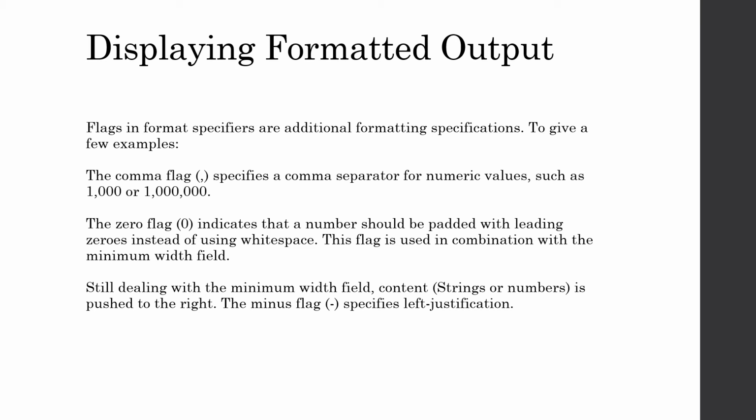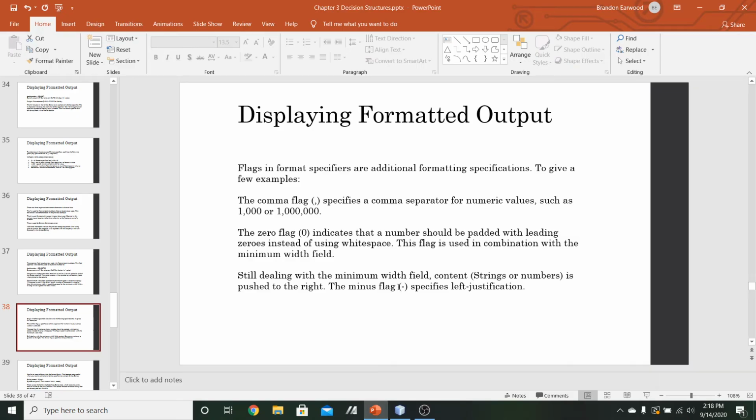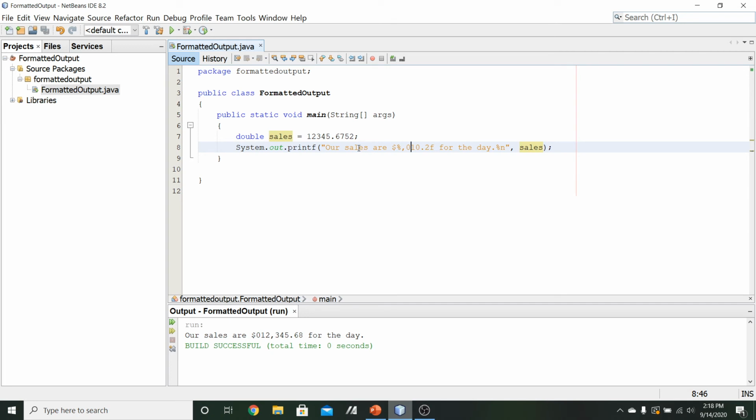So this is just going to invert that process, where now the number is going to be pushed to the left, and then all the white space would come after it. If we go ahead and minimize this, we can do that right here. I'm going to remove the 0 flag and just put in the minus. Go ahead and save that. We'll run it. And now it's going to push it to the left, and now we've got an extra space right here. And then, of course, we have the space that leads into the word for.